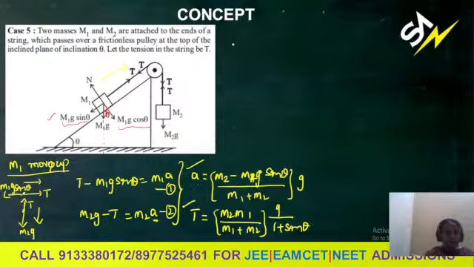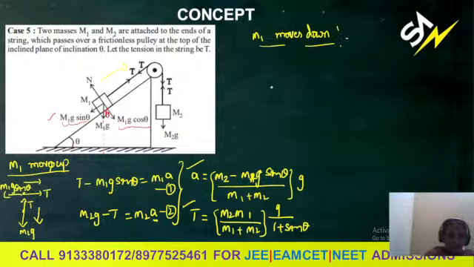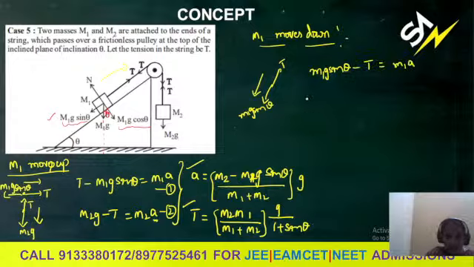Next, let us see if it moves down. M1 is on the inclined surface, so if it is moving down on the inclined surface, we need to take it like this. It is on the inclined surface, in this direction tension, in this direction M1G sin theta. Downward it is moving means along the direction of motion M1G sin theta is there. So M1G sin theta minus T will be equal to M1 into A.